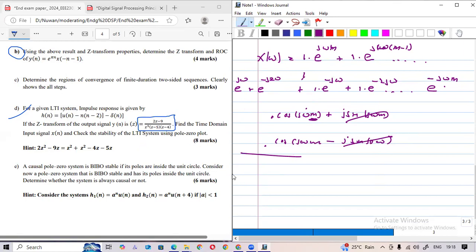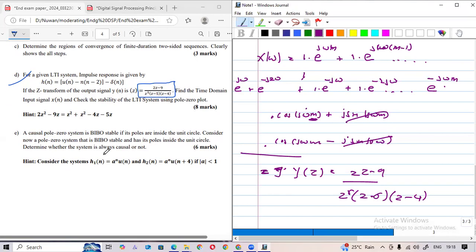So it is like this. Y(z) is given, that is 2z squared minus 9z, over (z minus 5)(z minus 4), in this way. So this can be written like this. You can see that here you have two z only, so maybe you can take z out here.